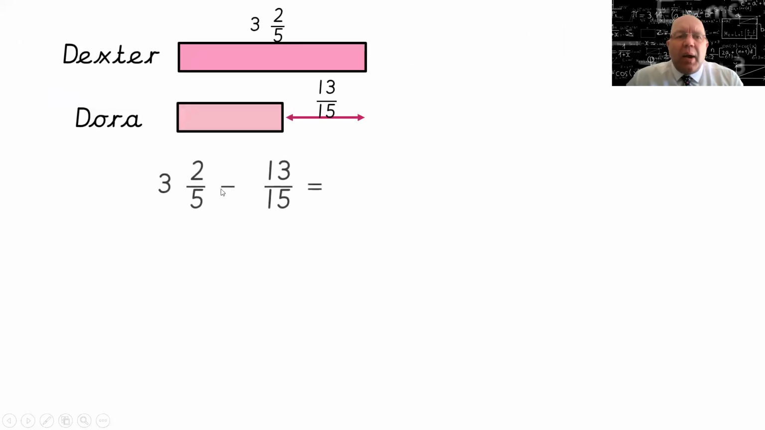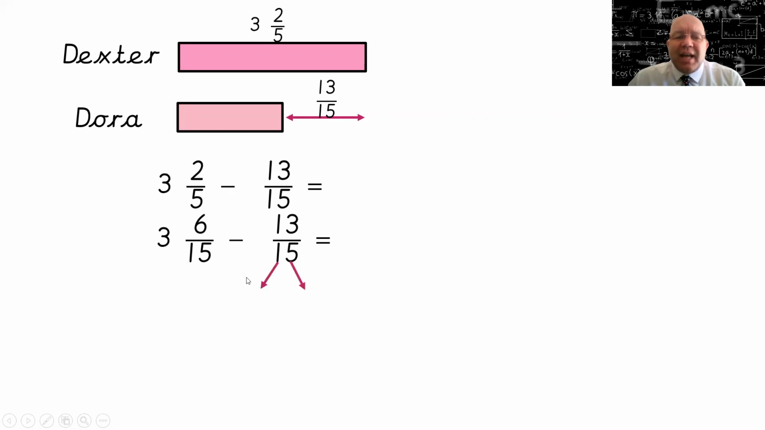Well, there it is again. 3 2/5 take away 13/15. Job 1, create our common denominators. In this case, 15. So 2/5 becomes 6/15. We're going to multiply top and bottom by 3. So 3 6/15 take away 13/15.